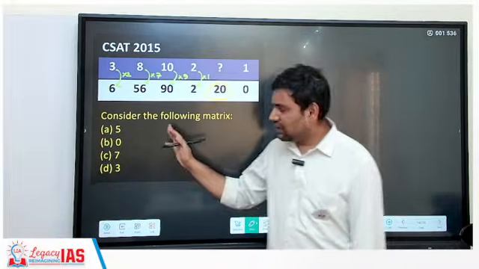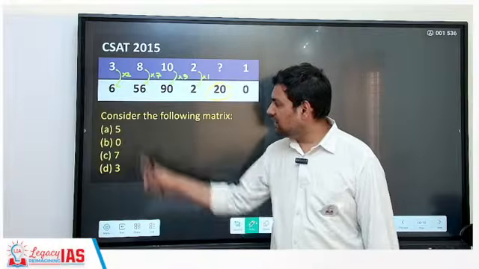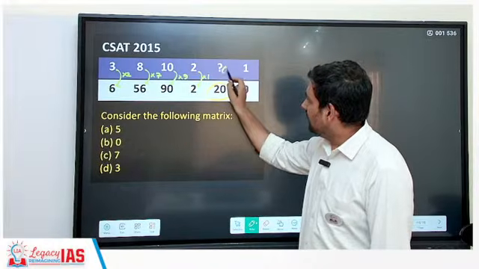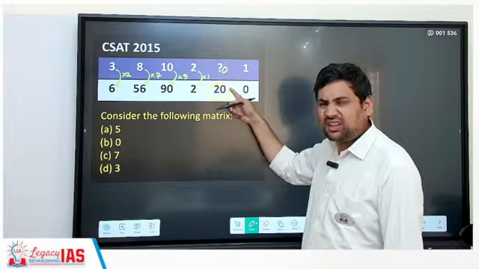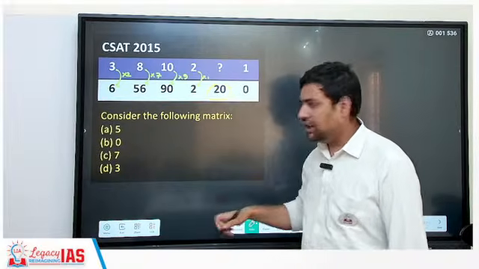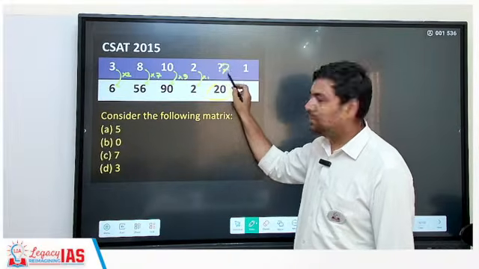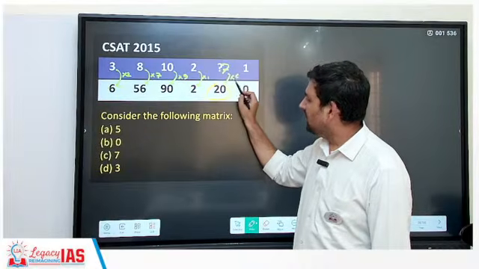Now, if you can see it directly, then it is fine. Otherwise, you can just see the options. So if the number is 0, then you will have to multiply it with -1, which of course does not lead to 20. If it is 7, then you will have to multiply it with 6. 7 into 6 will be 42, not 20.